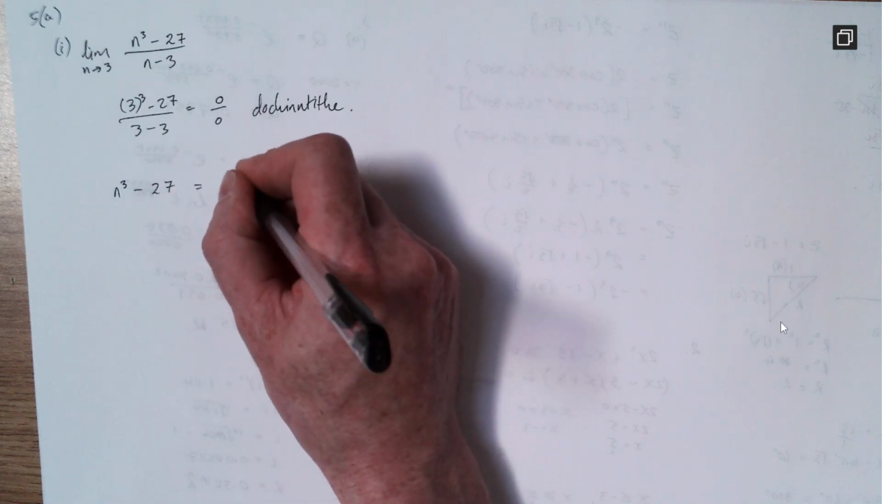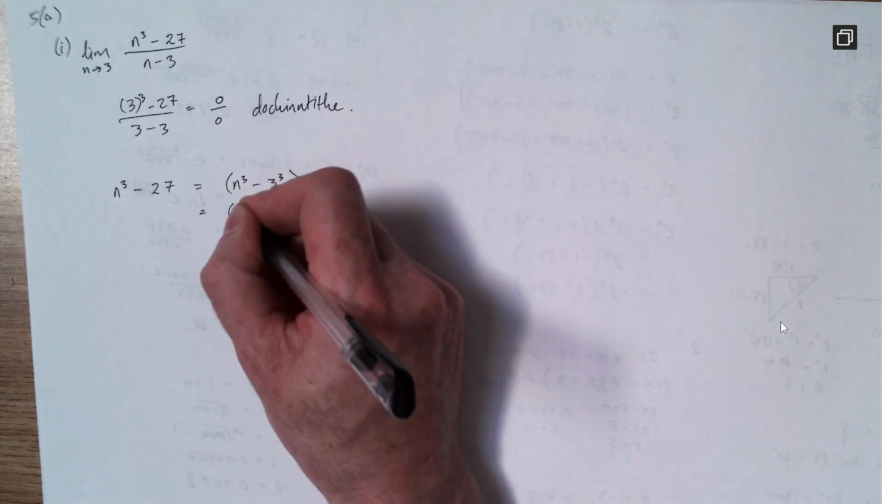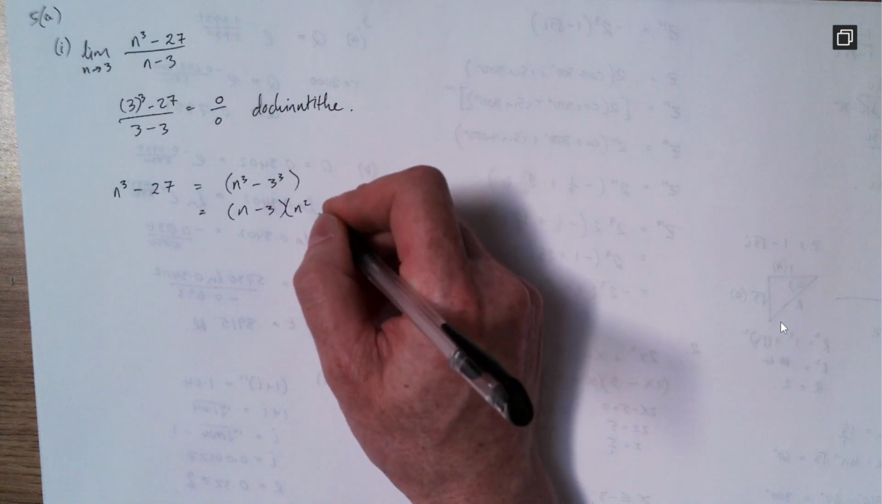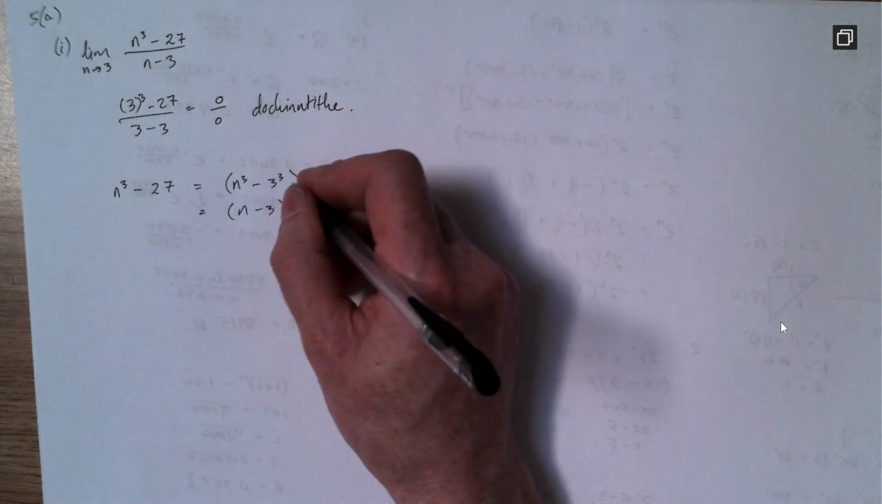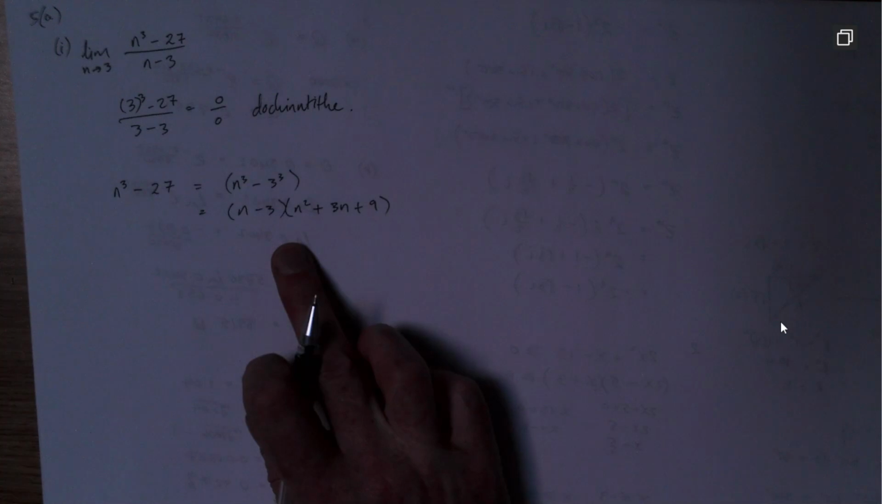n cubed minus 3 cubed factorizes as n minus 3 times n squared plus 3n plus 9. So we factorize the top line to get n minus 3.